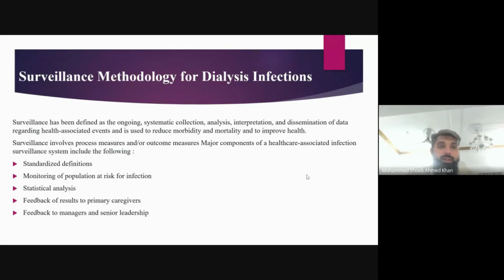Surveillance is defined as the ongoing systematic collection, analysis, interpretation, and dissemination of data regarding health associated events, and is used to reduce morbidity and mortality. That's the definition, and it involves various processes. You need to have your own standardized definitions, and monitoring of the population at risk for infection. You need to keep on analyzing the data. That's how important the reporting part is, getting the feedback from the primary caregivers and giving the feedback to the appropriate authority, who are leaders in such things, like you guys over here.